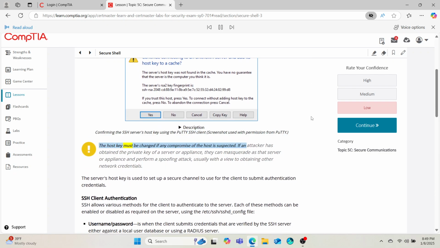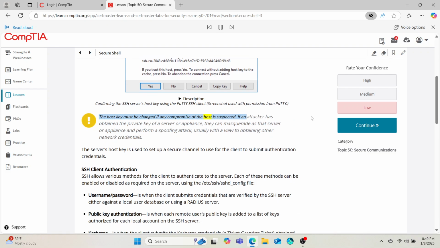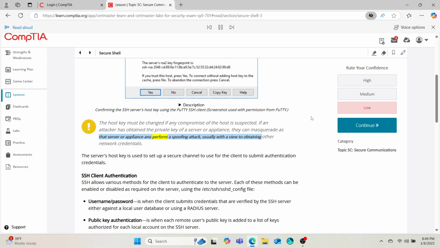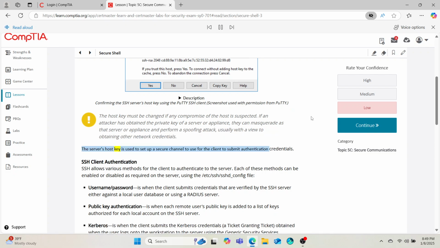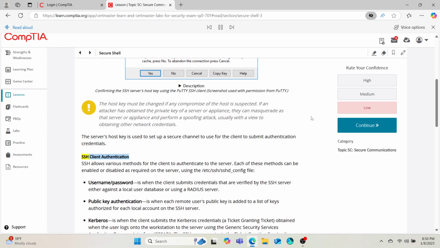The host key must be changed if any compromise of the host is suspected. If an attacker has obtained the private key of a server or appliance, they can masquerade as that server or appliance and perform a spoofing attack, usually with a view to obtaining other network credentials. The server's host key is used to set up a secure channel to use for the client to submit authentication credentials. SSH Client Authentication. SSH allows various methods for the client to authenticate to the server.